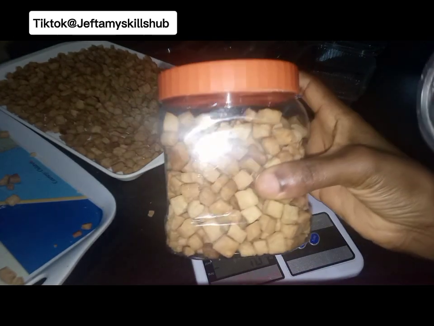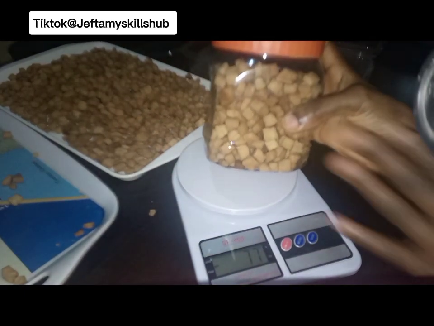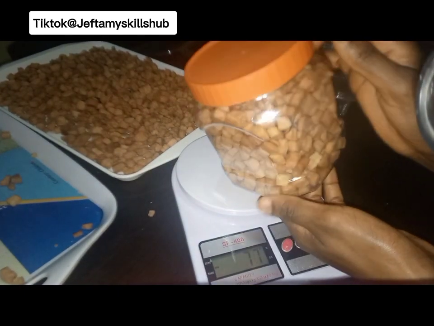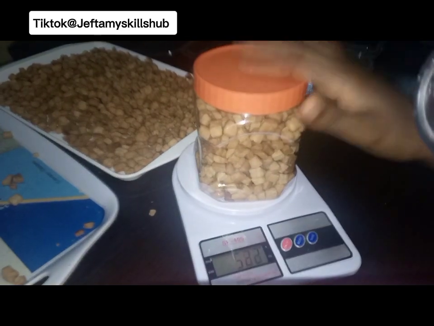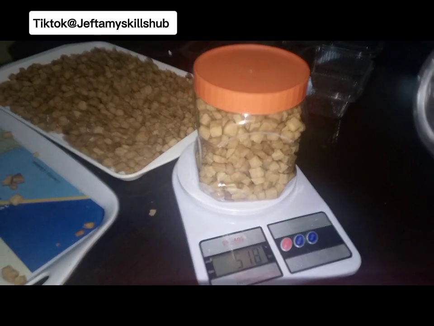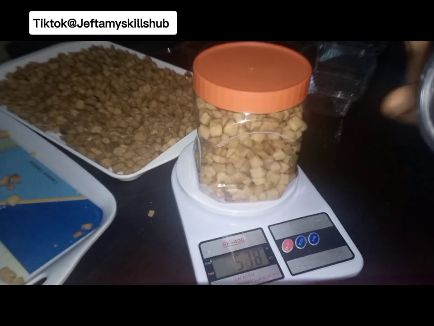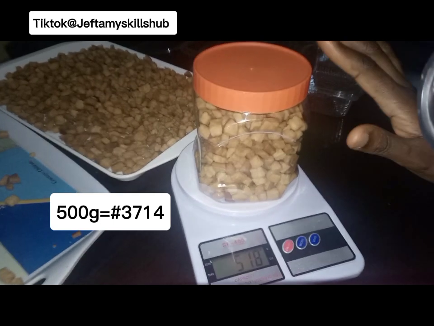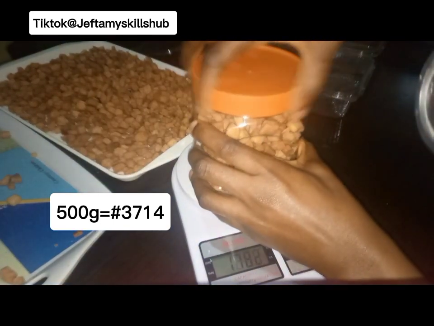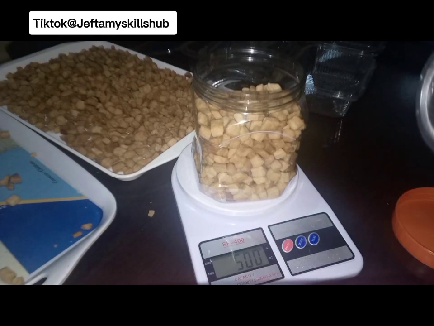So let's get to the practicals. For example, this container I filled is 500 grams. I filled it up to that. So to get the cost for this container, I'm just going to do 7.42, which is my amount for 1 gram, multiplied by 500, because it's 500 grams. So it's going to give me 3,714 naira for this 500 grams. Now I'm talking about 500 grams of just the chinchin inside.